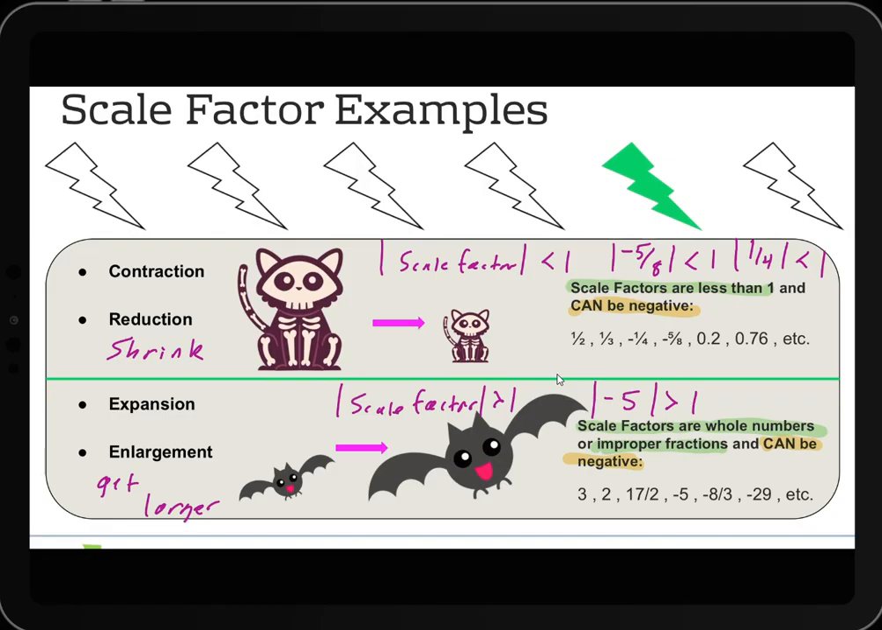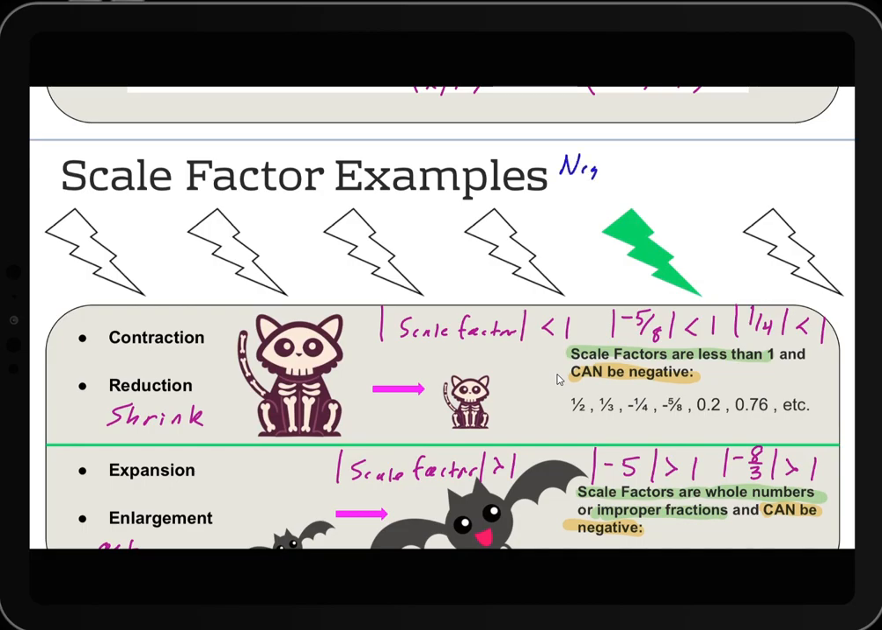And also improper fractions as well. The absolute value of -8/3, that's actually larger than 1. Those numbers are further away from 0 than 1 is. So they are, in fact, going to produce expansions. And if the number is closer to 0 than 1, then it's a contraction. The negative indicates the following. It indicates a 180-degree rotation about the center of dilation.